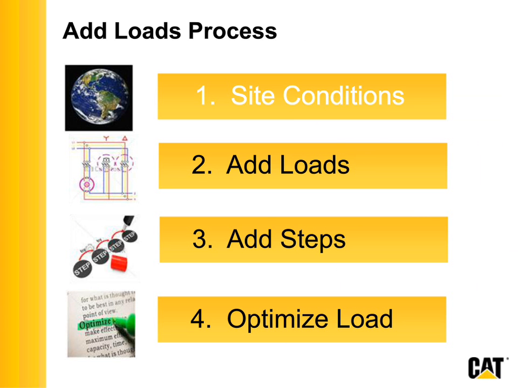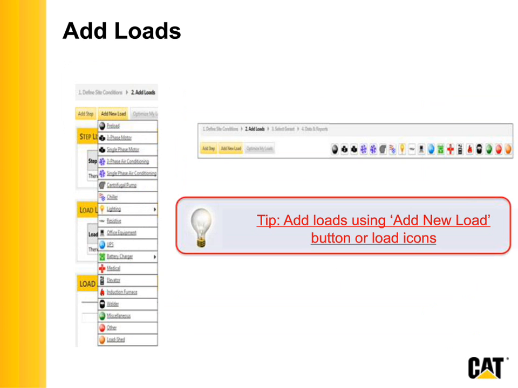So what we see here is a snapshot of what your add loads page would look like. We're looking at adding a load here. There's two ways that you can add a load. You can use the Add New Load button, or you can use your icons. Here are your loads as if you would add them with your Add New Load button. And here's where you use your icons to add a load.